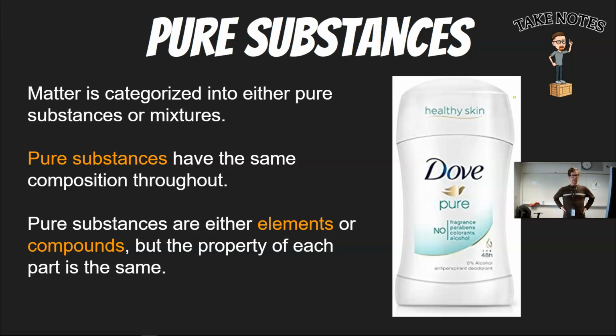So pure is a word that gets thrown around a lot, and here's an example. Here's a Dove Pure bar or a container of deodorant, and it's pure because it's free of these four things, and that's just some marketing definition of pure. What we mean by pure when we're classifying matter in science is pure substances have the same composition throughout. So it's just a pile of an identical something. And that something could be either a single element or a compound. But the property of each part is the same. If I had a pile of it right here and I grab some here and I grab some here, the properties are going to be the same no matter where I grab it.